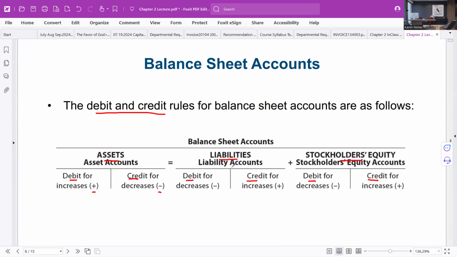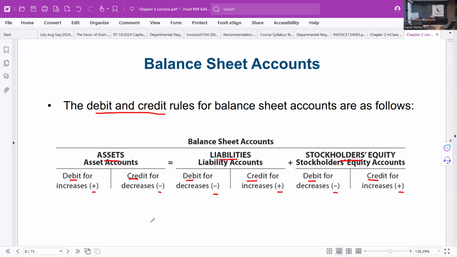And liabilities, well, they're just the opposite of assets, right? Assets are things that we own. Liabilities are things that we owe. So they have opposite effects. That means if we want to increase the liability, we're going to do it with a credit. If we want to decrease the liability, we're going to do it with a debit. And equity, well, it's a lot like liabilities. If we want to increase equity, we'll do it with a credit. If we want to decrease an equity account, we want to do it with a debit. Those are our basic debit and credit rules for the assets, the liabilities, and the equity.